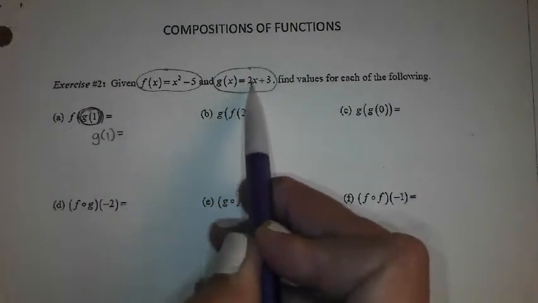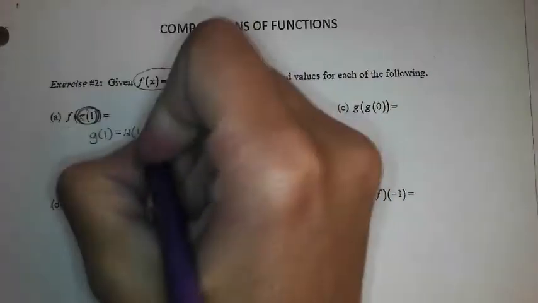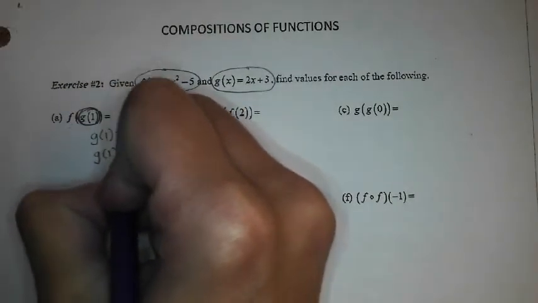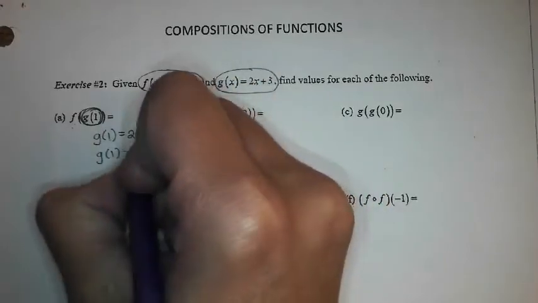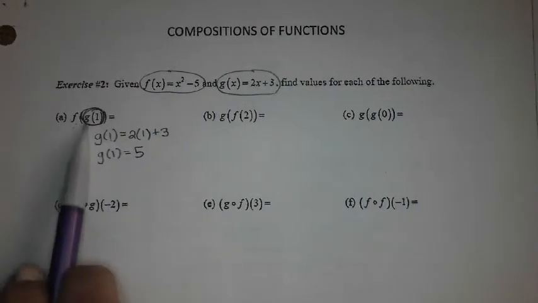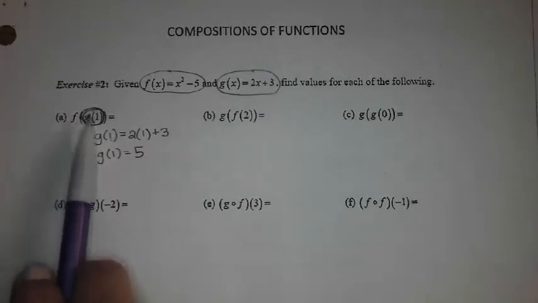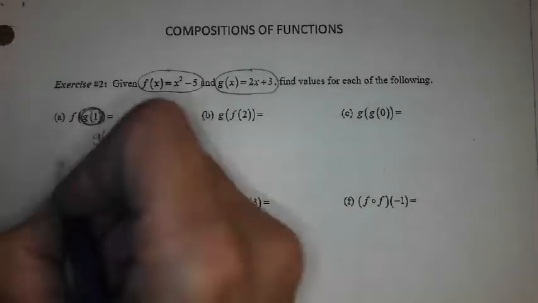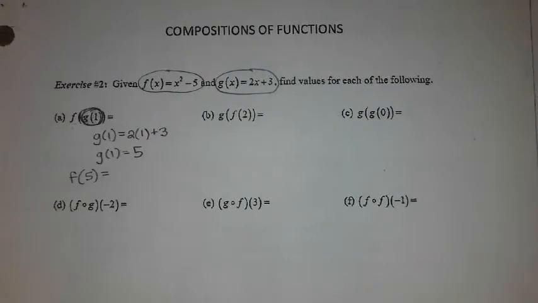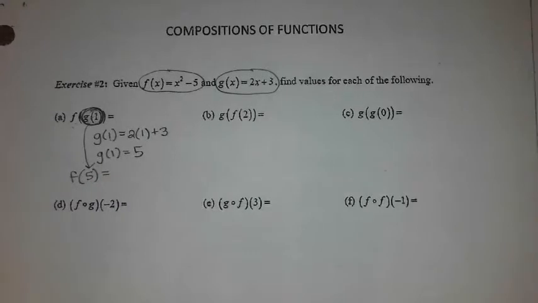So that's going to be 2 times 1 plus 3. So g of 1 is going to equal 2 plus 3, 5. So now that I know what g of 1 equals, I can take out this g of 1 and replace it with 5. So now it's f of 5. I took out that g of 1 and replaced it with 5 because g of 1 equaled 5.